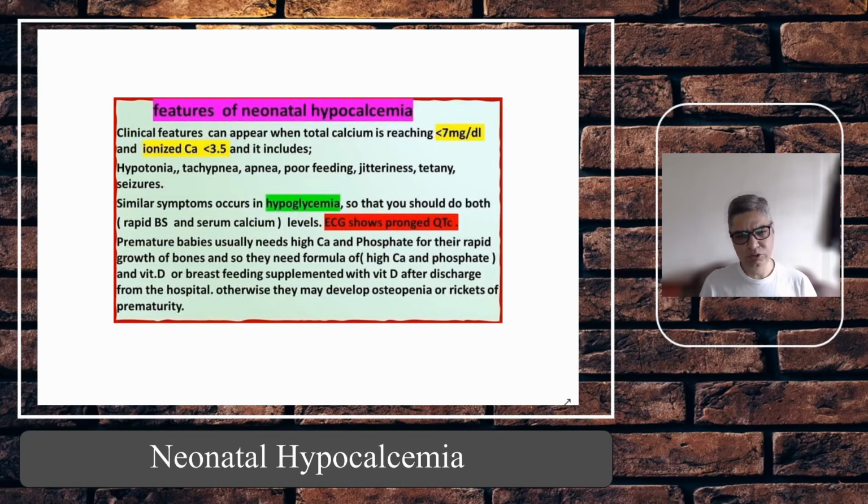Keep it in mind, premature babies usually need very high calcium and phosphate for the rapid growth of their bones, so they need formula which contains high calcium coupled with high phosphate and vitamin D. Or if they are being breastfed, they have to be supplemented with vitamin D after discharge from the hospital. I'm talking about premature babies because I told you earlier that premature babies have got low calcium reserves, so they do need vitamin D, they do need calcium. So either you have special formulas for them, or if not, they have to be supplemented. Otherwise, they can develop osteopenia, they can develop rickets of prematurity, or they can present with frank seizures and tetanic convulsions.